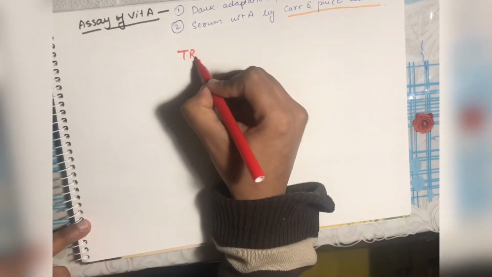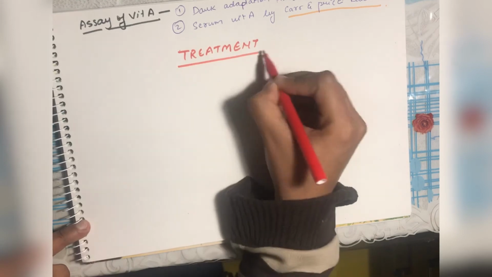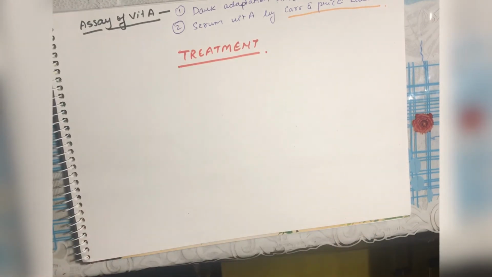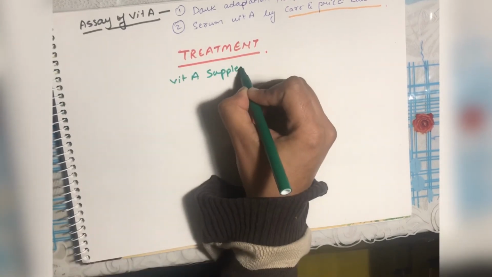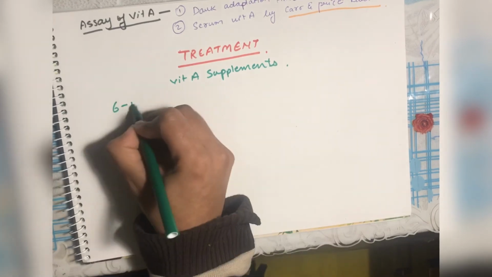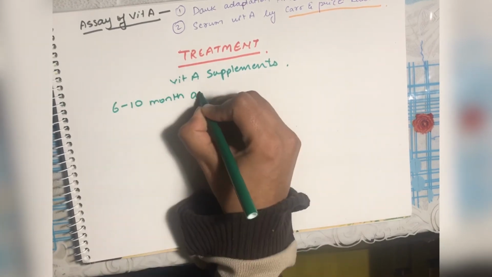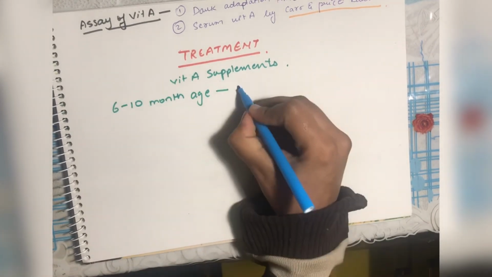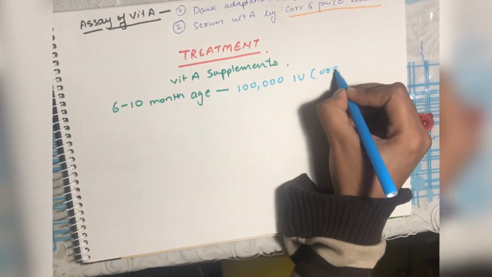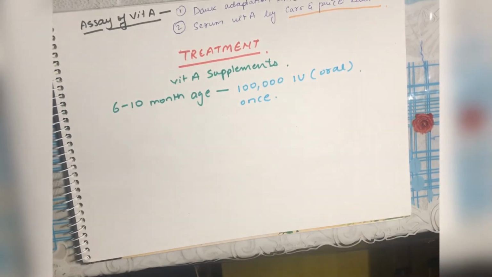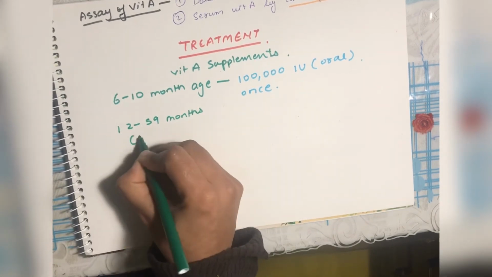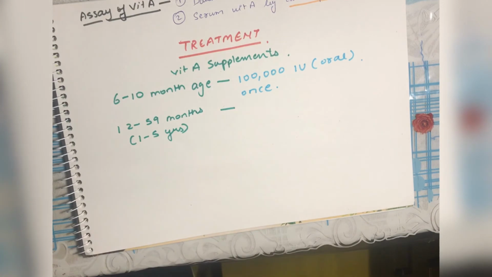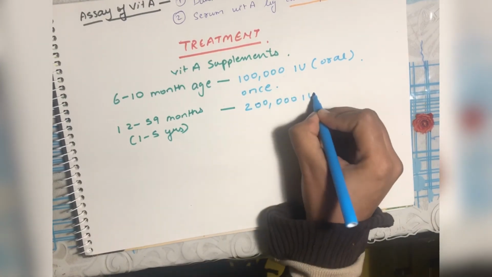So let's talk about treatment. Before treatment, I would like to tell you about vitamin A supplements, and what vitamin A supplements we can give. For the age group of 6 to 10 months, the requirement is 1 lakh international unit. We can give it orally, only once, and for 12 to 59 months it is 2 lakh international unit, also orally, every 4 to 6 months.